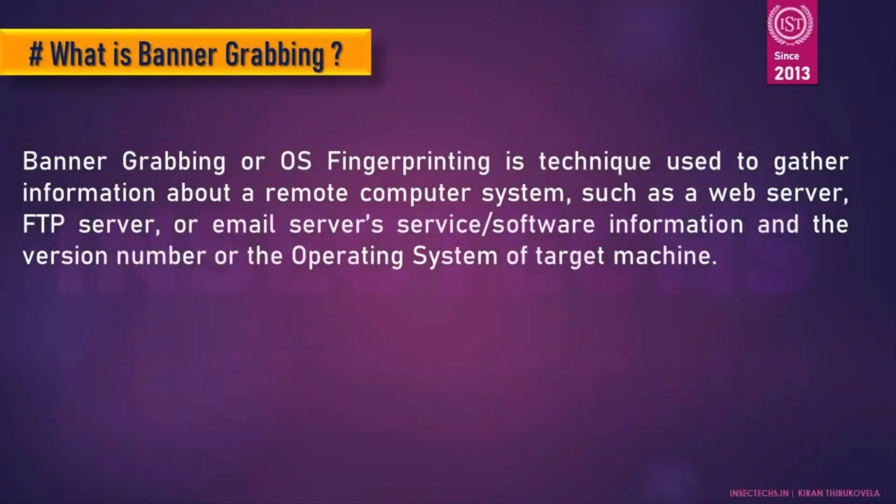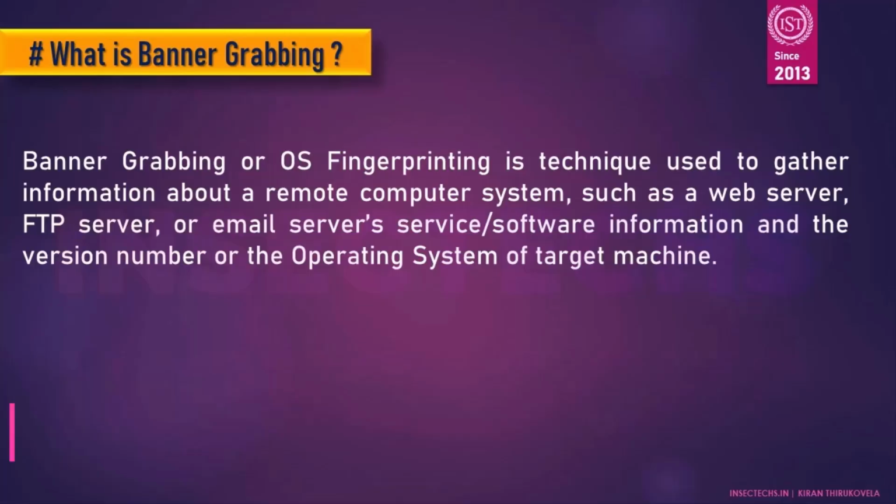So what is banner grabbing? Banner grabbing or OS fingerprinting is a technique used to gather information about remote computer systems such as web servers, FTP servers, email servers, service or software information, which is what we have talked about, and the version number of the operating system of a target machine. Here we are talking about OS fingerprinting as well, as you can see on the slide. So we can actually find the operating system of a target machine as well.